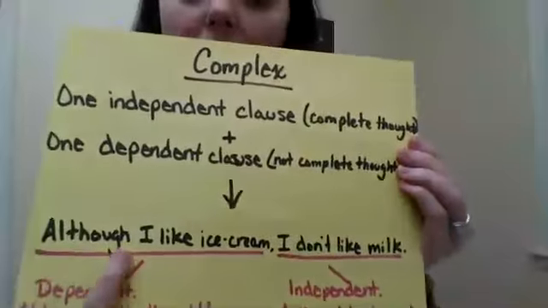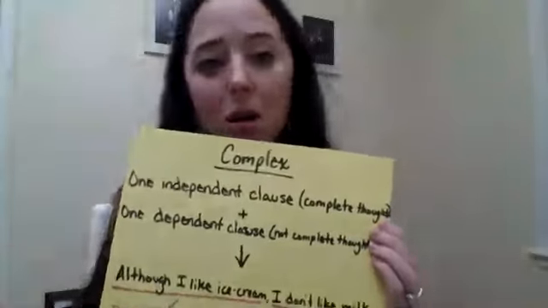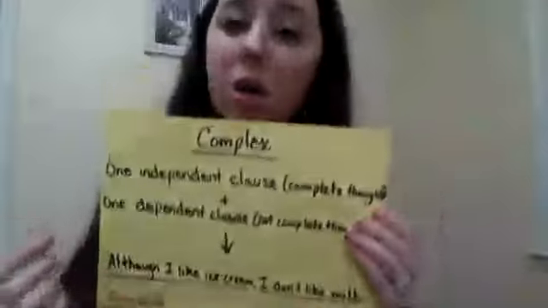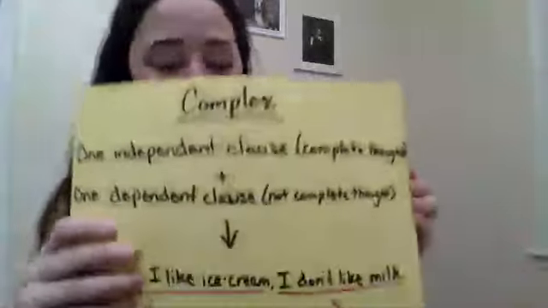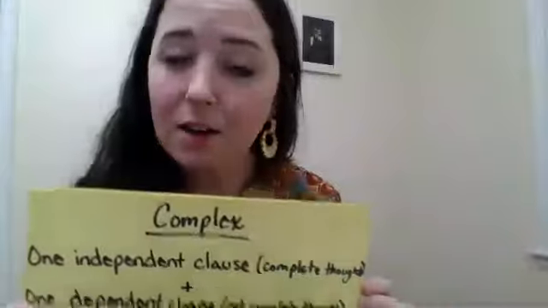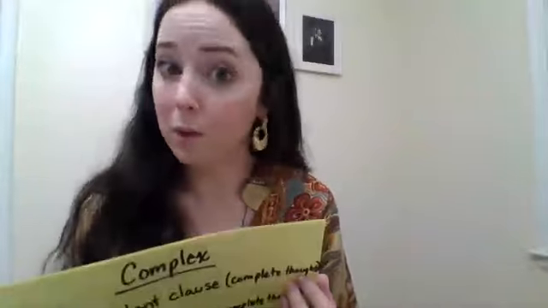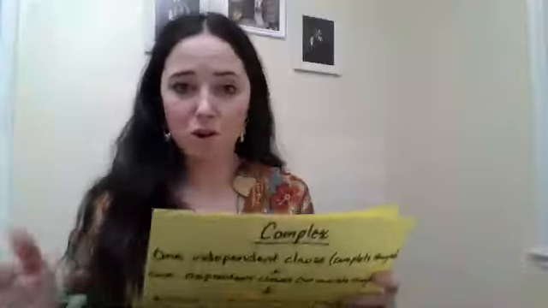Okay? And although is what we call a subordinating conjunction. Okay? Most of the time, complex sentences have these. Not always, but a lot of times they do. Like although, because, since, when. Those are all subordinating conjunctions. All right? When I went outside, comma, it was cold, period. That is a complex sentence. It was cold when I went outside. That is also a complex sentence. I just changed where the clauses are. All right?